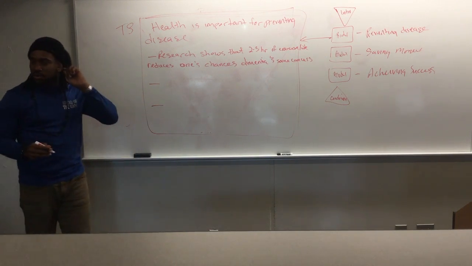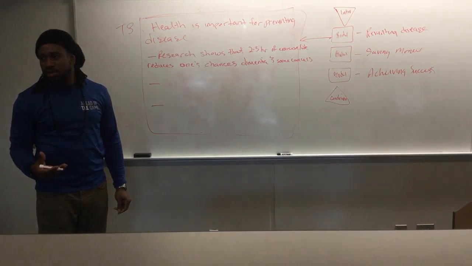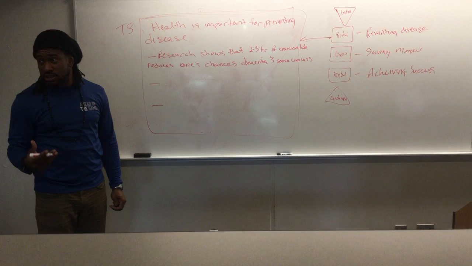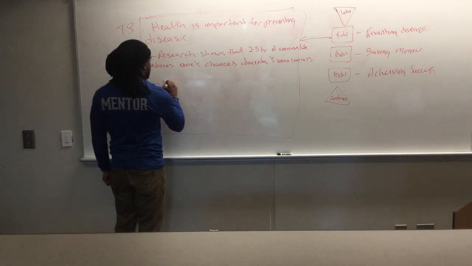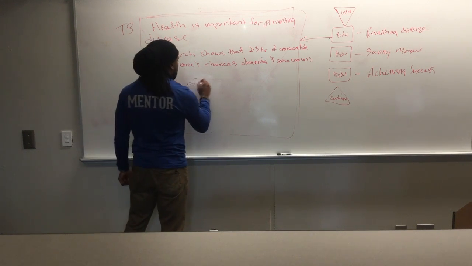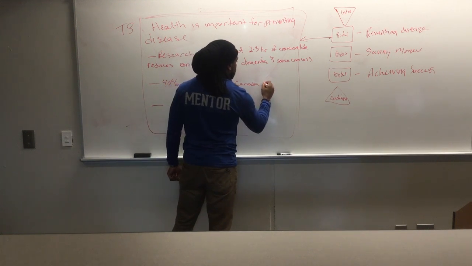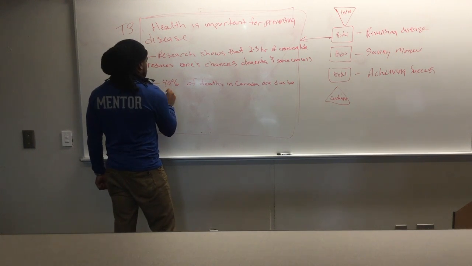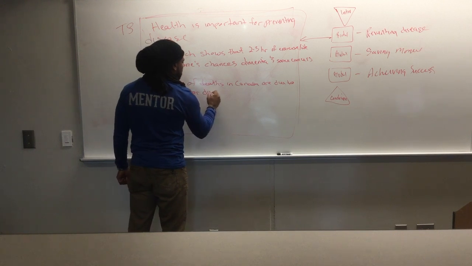When you talk about cardiovascular disease, there's a stat that says like 40% of deaths in Canada are due to cardiovascular disease, right? Did you know that? That's alarmingly high, because that's something we can prevent, right? So we could say 40% of deaths in Canada are due to cardiovascular disease.